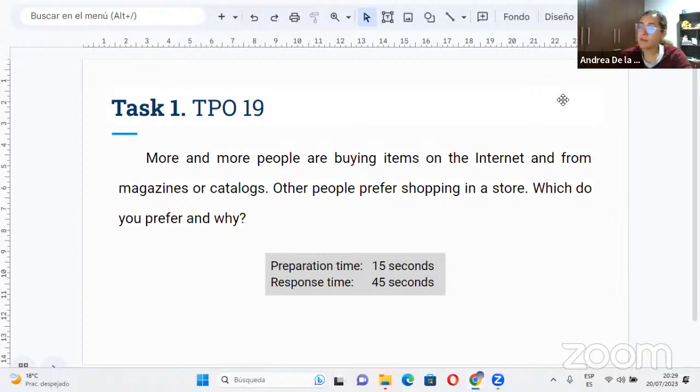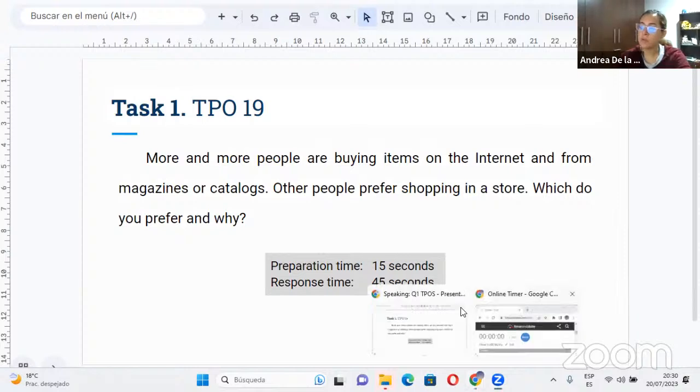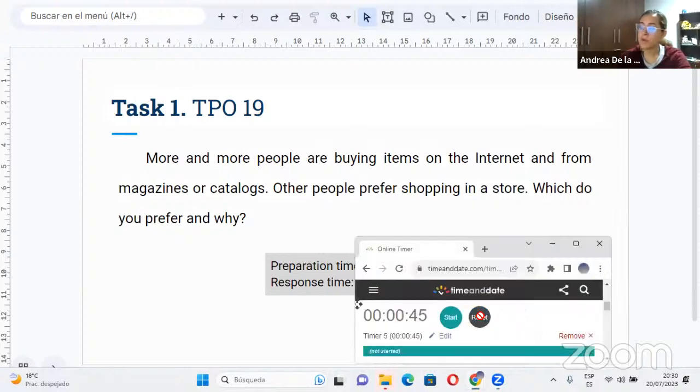So here we have more and more people are buying items on the internet and from magazines or catalogs. Other people prefer shopping in a store. Which do you prefer and why? Now you guys will have 15 seconds to prepare your responses.